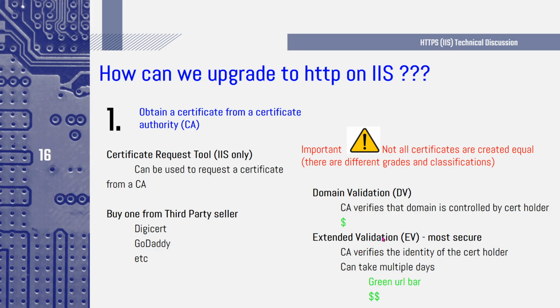So extended validation is the most secure and can take a couple days to be validated, while the CA looks into your organization and your identity. The good thing about EV is that the URL bar will be green, so that's kind of cool.